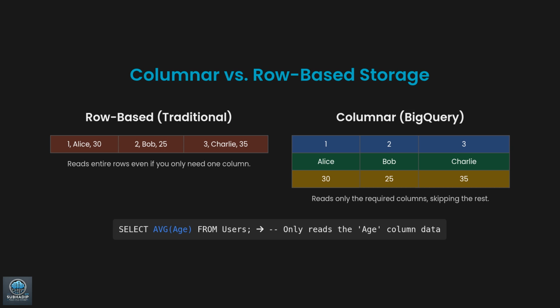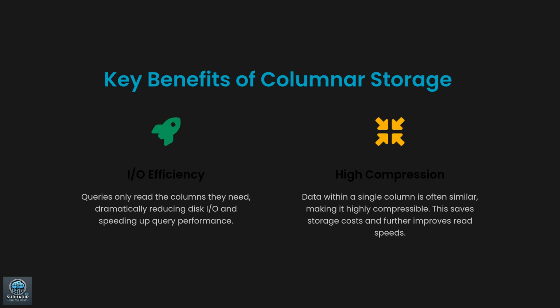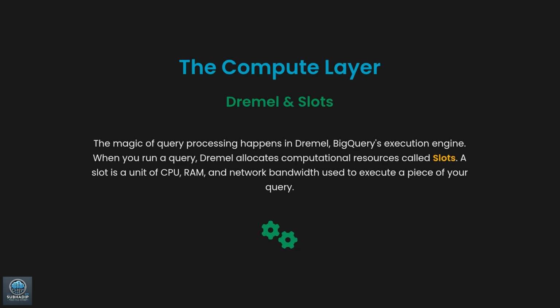With columnar storage, all age values are stored together. The query only reads the age data block, ignoring the ID and name columns entirely. This drastically reduces the amount of data scanned from disk. So the two main benefits of this columnar approach are I/O efficiency and better compression. You get faster queries because you read less data, and you save on storage costs because similar data is easier to compress. Now let's switch over to the compute side.